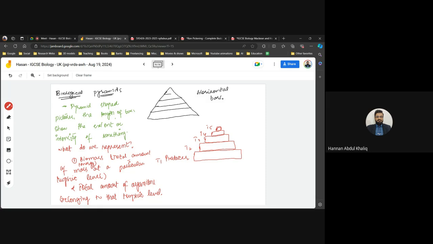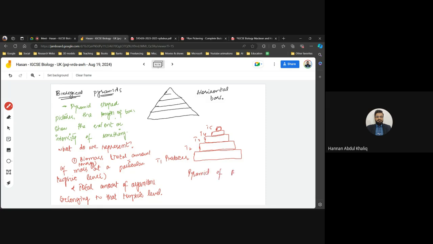Okay. Did you understand it? Yes. With each advancing trophic level, we need to know that the energy is getting less, or the mass of the organisms is getting less. The amount of organisms is getting less. So this is called the pyramid of biomass.